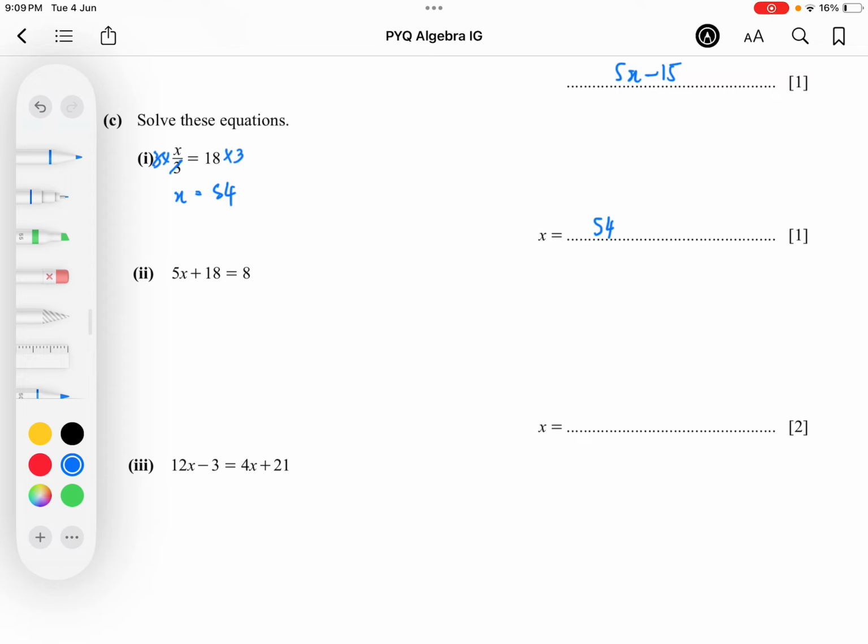5x plus 18 is equal to 8. What do you do? Minus 18 on both sides. So 18 minus 18 equals 0. Left hand side equals 5x. Right hand side 8 minus 18. You may use your calculator on this one and you get minus 10. Then divide by 5 on both sides. 5 and 5 simplified. x is equal to minus 2.